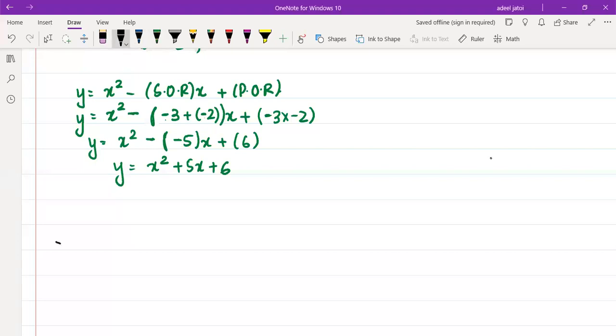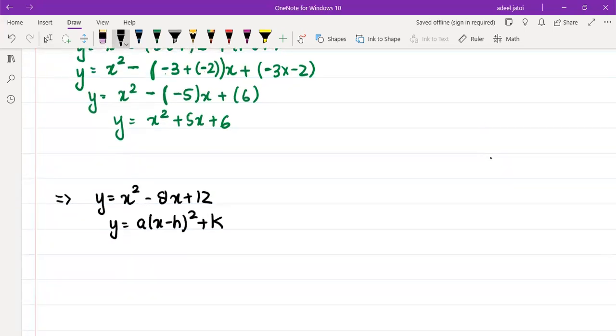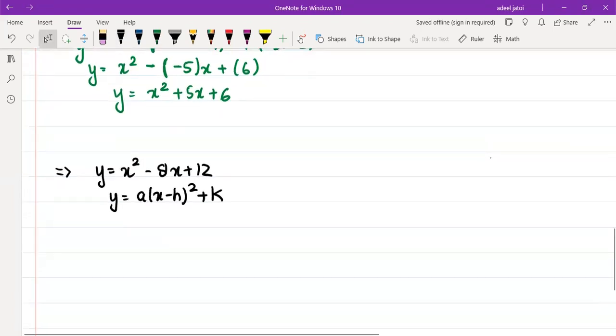Then we should be focusing on the completing the square form. If y is equal to x square minus 8x plus 12 is there, y is equal to a(x minus h) whole square plus k. That means this is another form to represent a quadratic equation, which is known as the completing the square form.